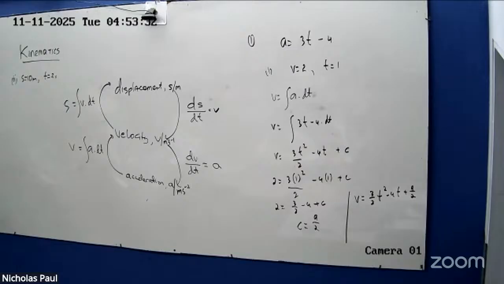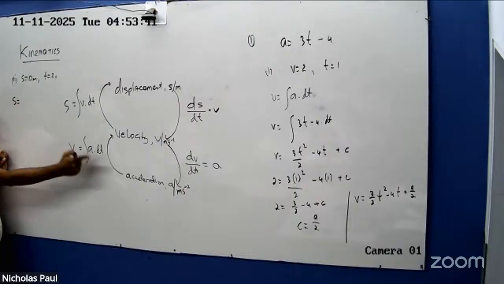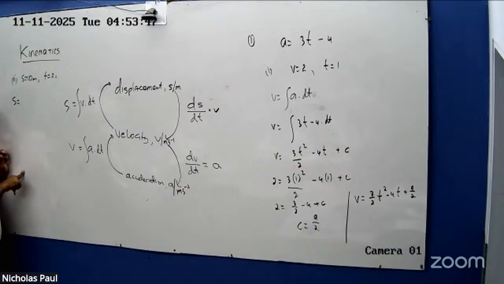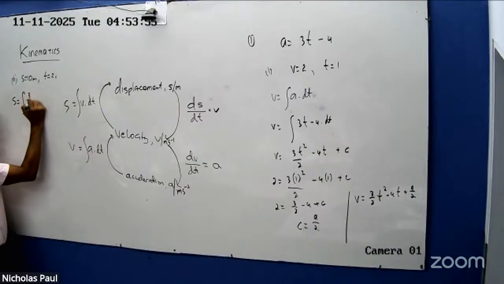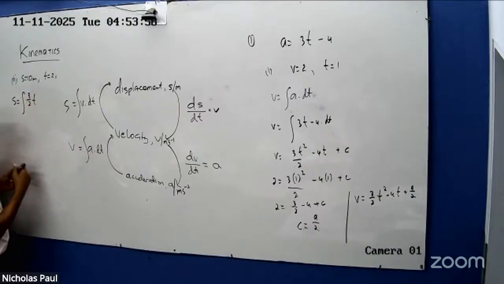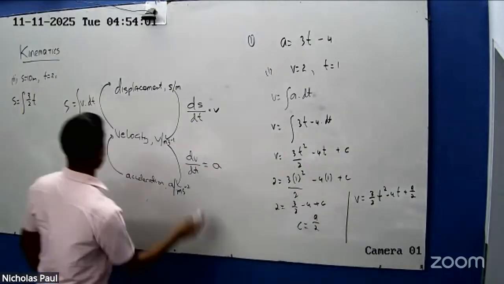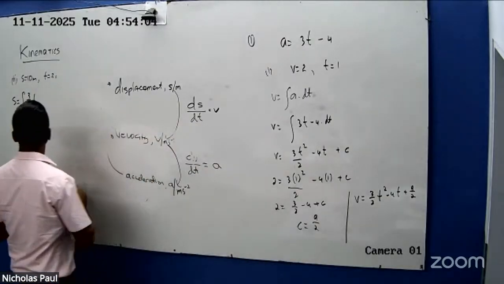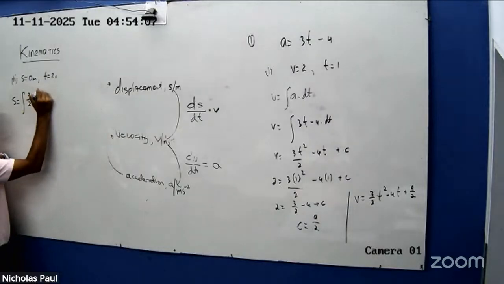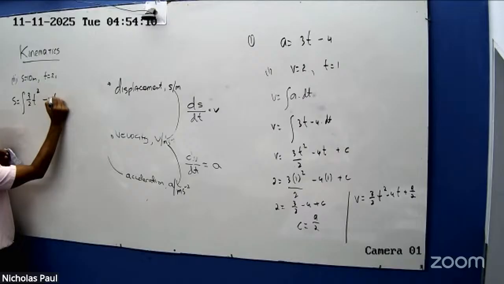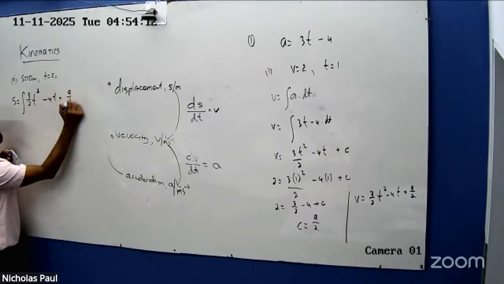We have to find the equation. Right, how do we get S? We have that equation for V. How do you get S? Integrate, right? So we're going to integrate that long thing there: 3 on 2 T squared minus 4T plus 9 on 2.